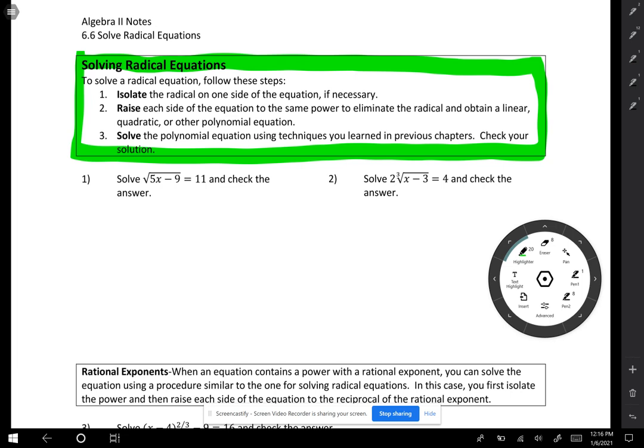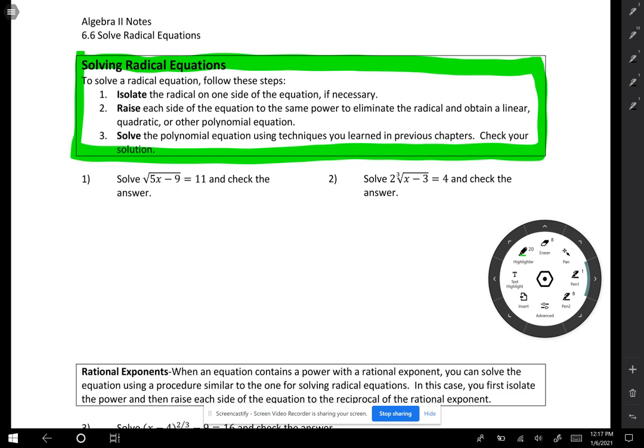And step 3 is to solve the polynomial equation using techniques you've learned in previous chapters and then check your solution. So let's go ahead and practice using these steps in example 1. For example 1, we have solve the square root of 5x minus 9 equals 11 and then check the answer.